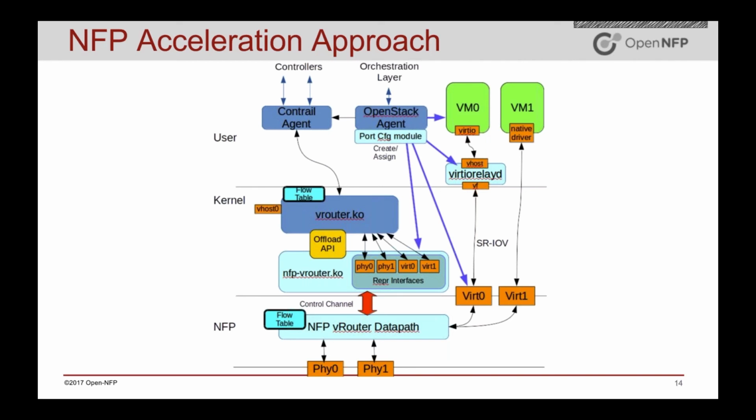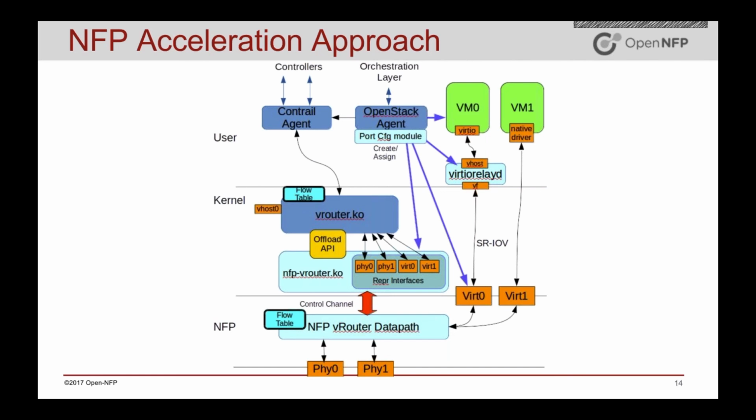And then above that we have our own NFP vRouter kernel module, and this is our kernel module that interfaces via the offload API and the representative interfaces with the regular vRouter data path. And I mentioned the port configuration module, and that's below the OpenStack agent. You can see that up near the top. Now off to the right, below VM0, there's one more component, and this was sort of an optional component, but it was found to be of significant utility for a lot of people. And this component is called the vRDIO relay daemon.